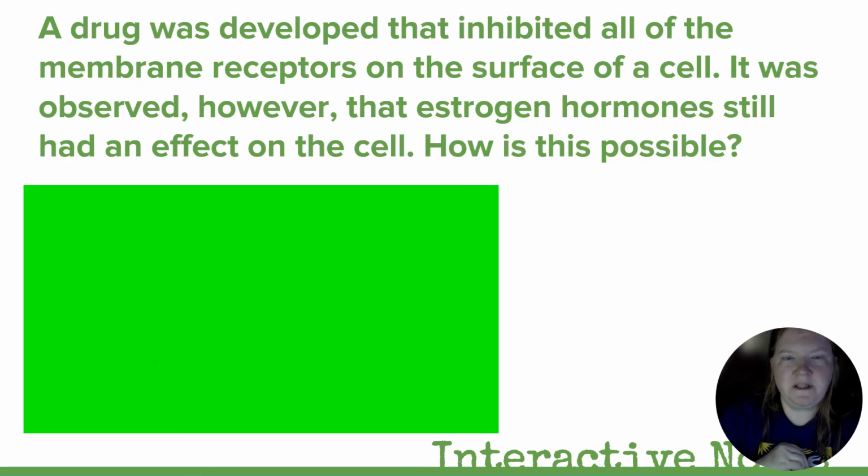A drug was developed that inhibited all of the membrane receptors on the surface of a cell. It was observed, however, that estrogen hormones still had an effect on the cell. How is this possible? Well, think for a minute. If estrogen still had an effect, that must mean that estrogen's effect is not related to membrane receptors. Because if all the membrane receptors are inhibited, they wouldn't be working correctly, right?